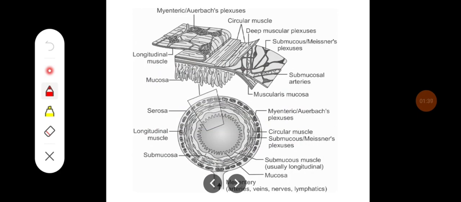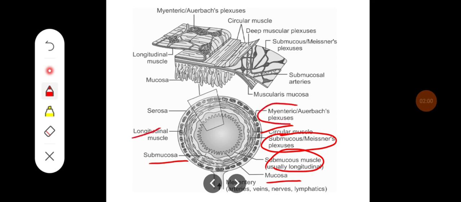These are the different layers of the GI tract: the submucosa, the mucosa, submucous muscle. Then we have submucous Meissner plexus and nerve plexuses, then circular muscle layer, and in between the longitudinal and circular we have myenteric plexuses, or also called Auerbach plexuses, and outermost layer is called serosa.